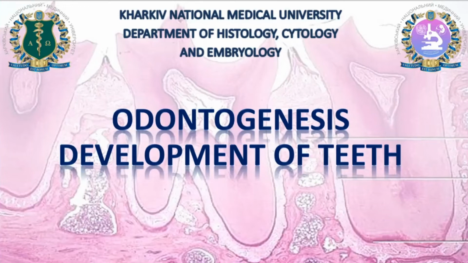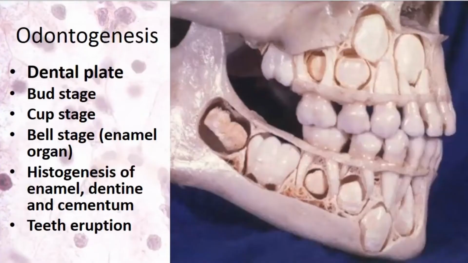Now we will talk about odontogenesis, the development of teeth. Odontogenesis includes some stages and we can list them. They are dental plate, bud stage, cup stage, bell stage or enamel organ, histogenesis of enamel, dentine and cementum, and teeth eruption. Those are the basic stages of odontogenesis.